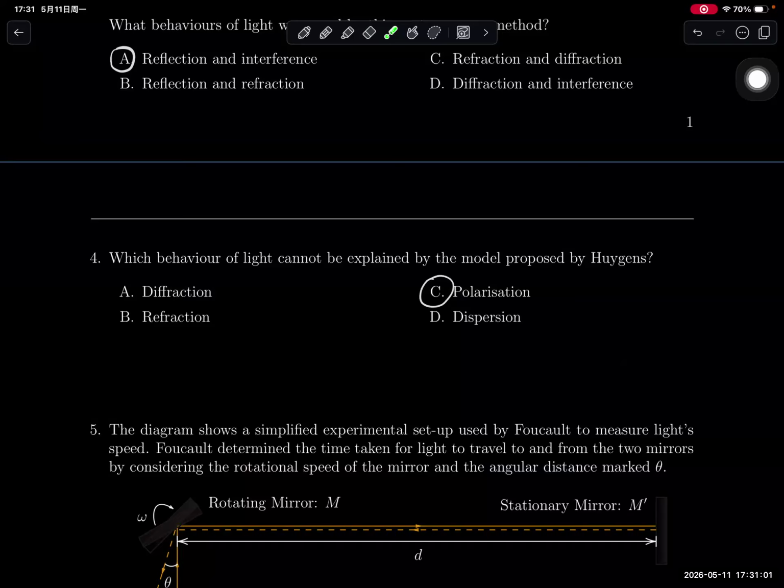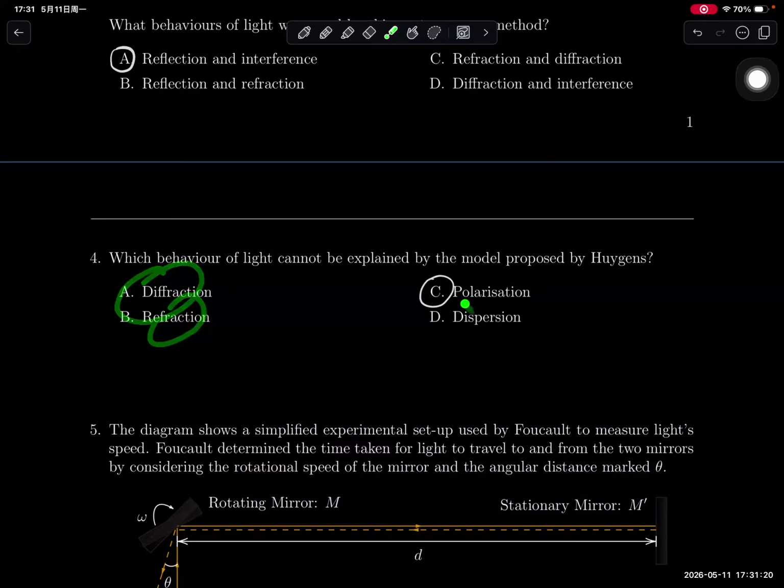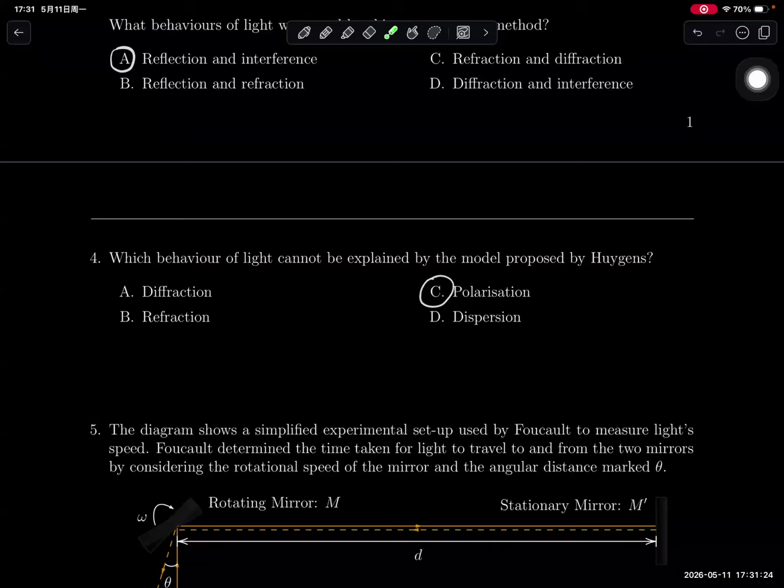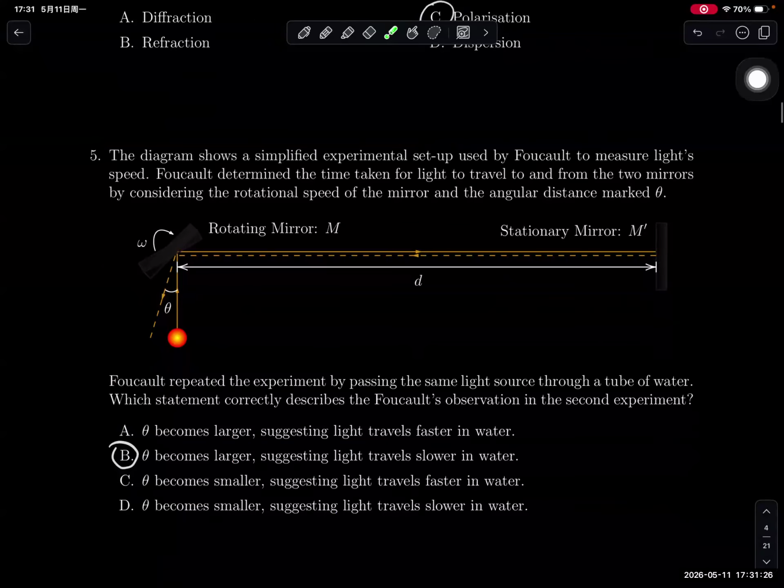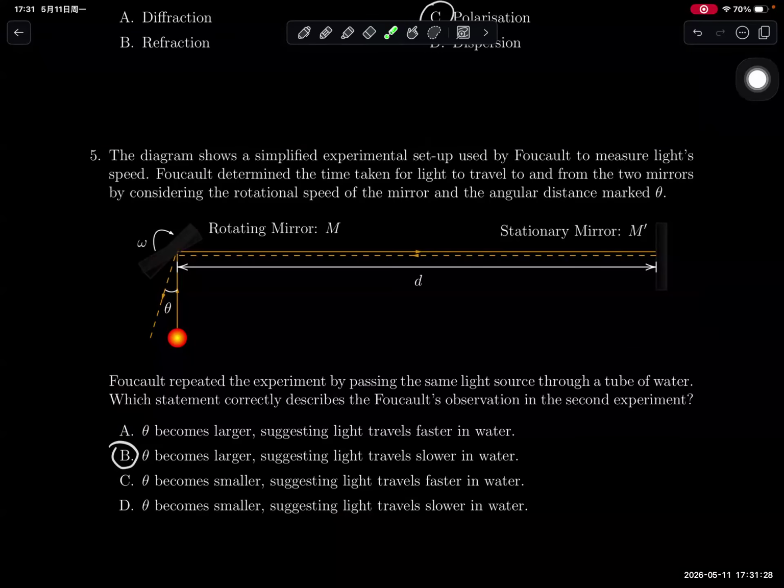It will be polarization. Okay, so Huygens did say light is a wave; his principle was used to show light is a wave. He could not show that light is electromagnetic, and hence polarization was not a thing. The other wave properties such as diffraction, refraction, and dispersion can all be classified and justified using Huygens' principle.